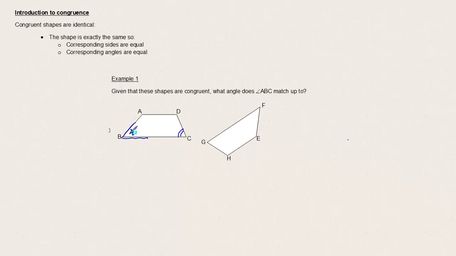So that's the pointier of the two acute angles, and this one is the pointier of the two acute angles in this quadrilateral. So it must be this one that corresponds to ABC. How would we name this one? We could name it EFG, or the other way, GFE. I'm going to go in alphabetical order, so E, F, G.